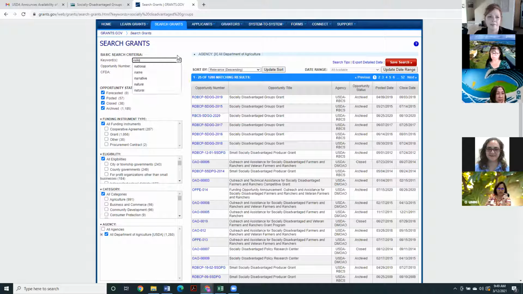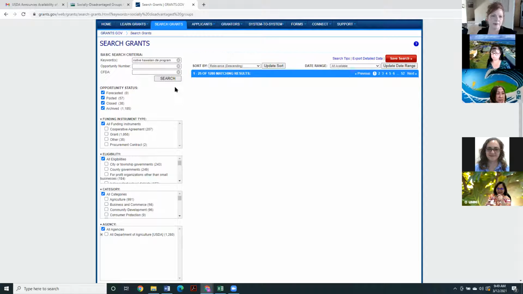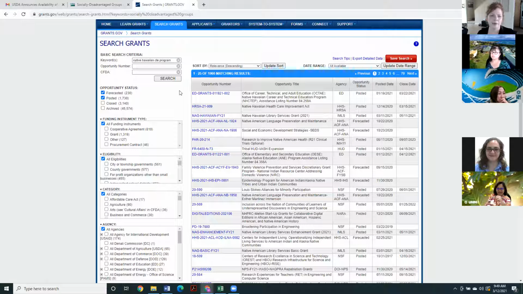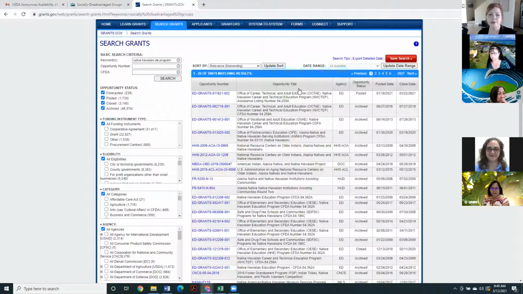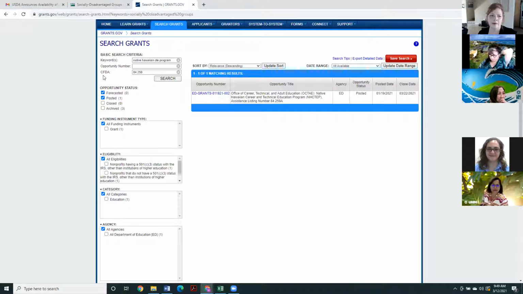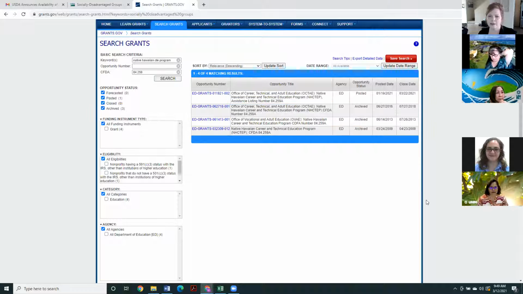This would be a good one to look at. So this is posted right now, but if I wanted to look at another way you can search, if you know the CFDA number, which is the catalog for federal programs. They all have their unique number. If I put in the letters, they don't come up, but if I put in the CFDA number, it'll come up and then it'll just show me those grants specifically.